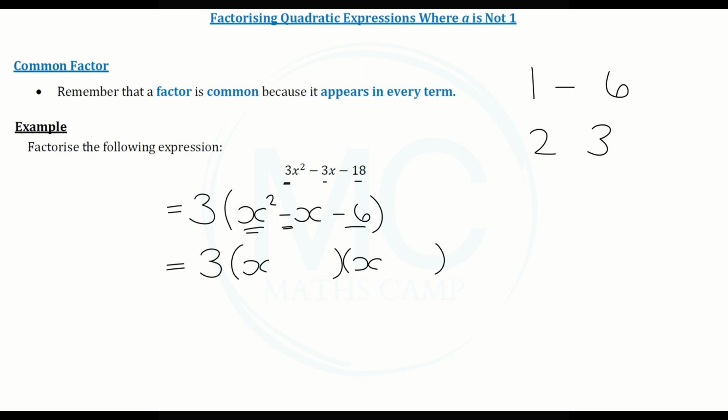So we can say 1 minus 6, which gives us negative 5. 2 minus 3 gives us negative 1. This is the same value as the coefficient over here. So for our brackets, we're going to say x plus 2, x minus 3.